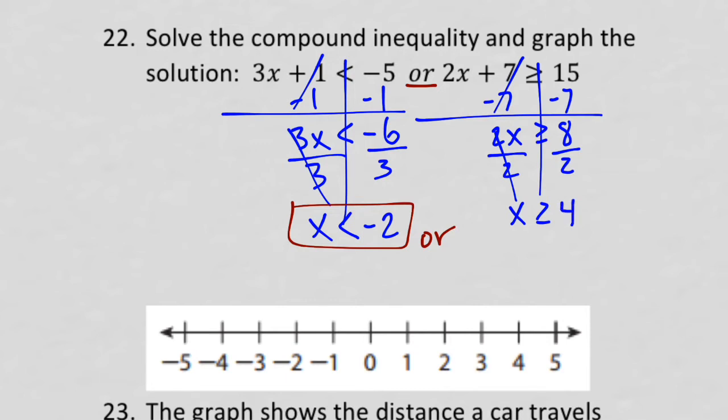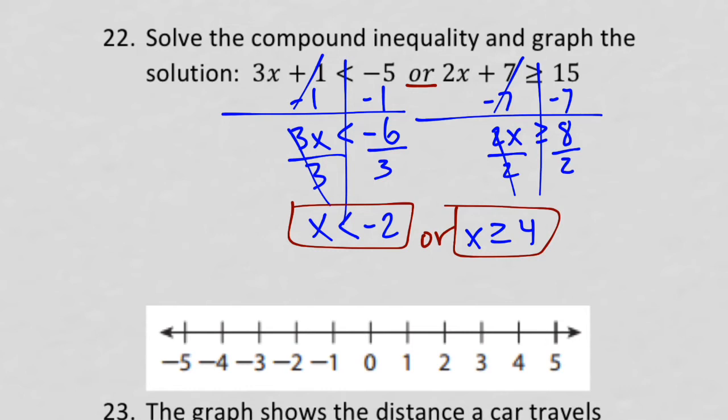That's your answer there. I'm going to write it over here. X is greater than or equal to 4. That way it's part of this one. So that's your solution. X is a number that is smaller than -2, or maybe it could be greater than 4.